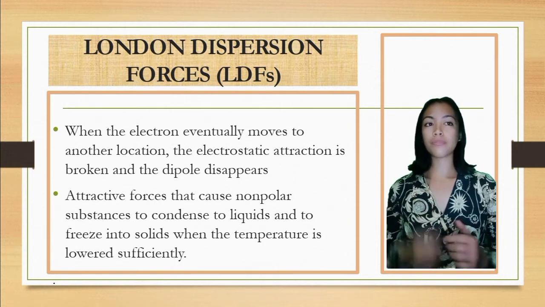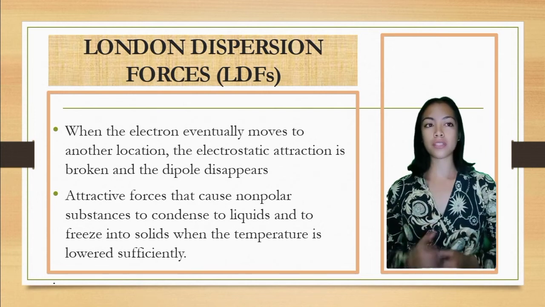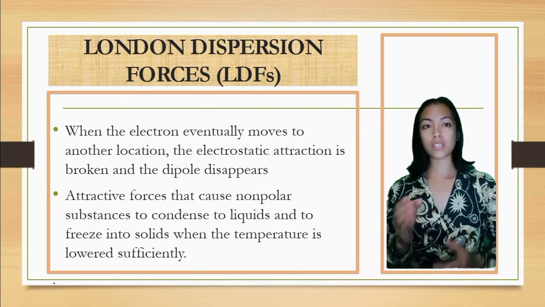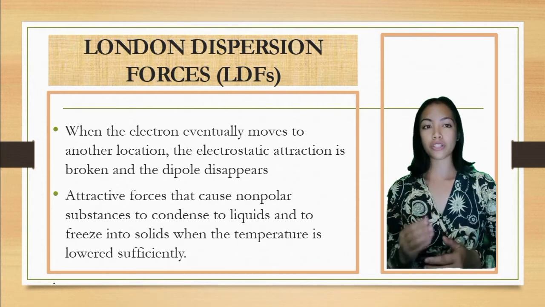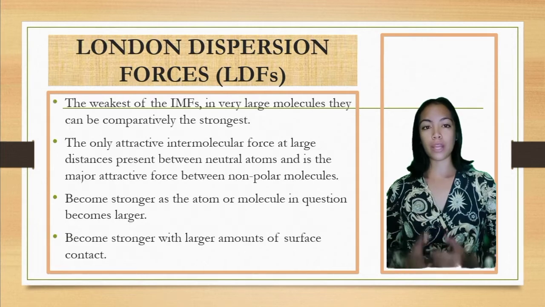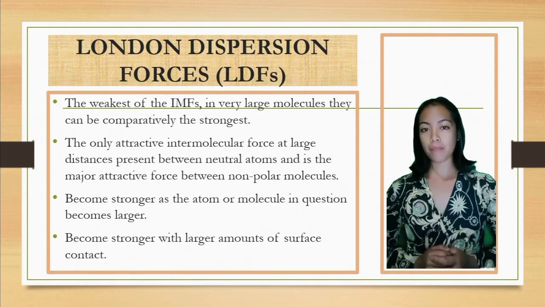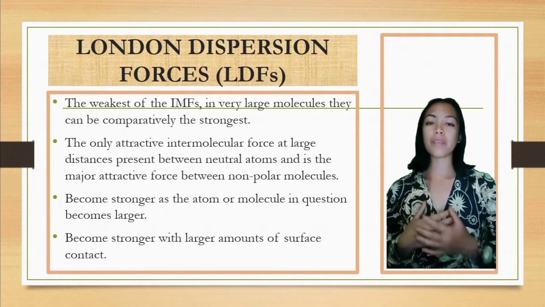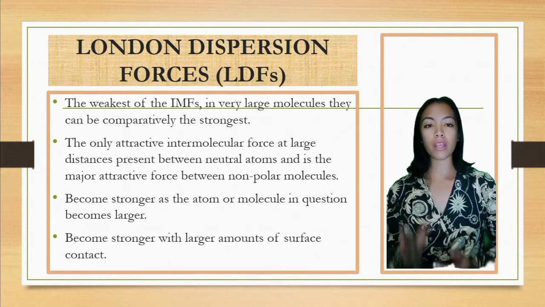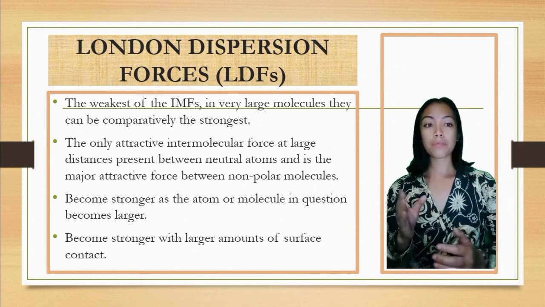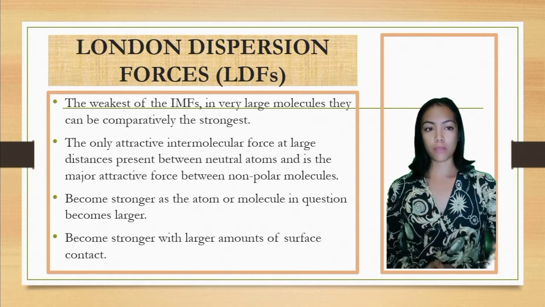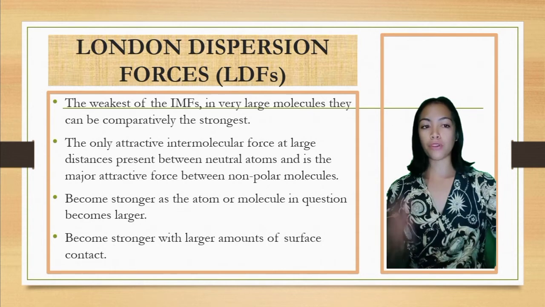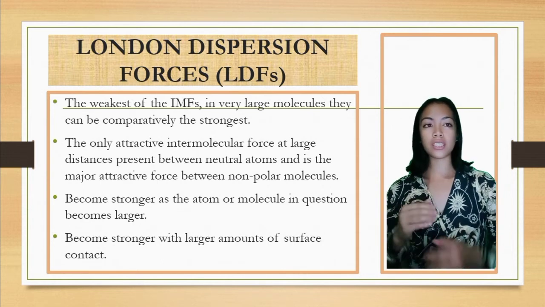London forces are the attractive forces that cause nonpolar substances to condense to liquids and freeze into solids when the temperature is lowered sufficiently. Because of the constant motion of the electrons, an atom or molecule can develop a temporary dipole when its electrons are distributed unequally around the nucleus. While LDFs are generally the weakest of the IMFs, in very large molecules they can be the strongest. They are the only attractive intermolecular forces at larger distances between neutral atoms and are the major attractive force between non-polar molecules. Without it, there would be no attractive force between noble gas atoms and they wouldn't even exist in liquid form.